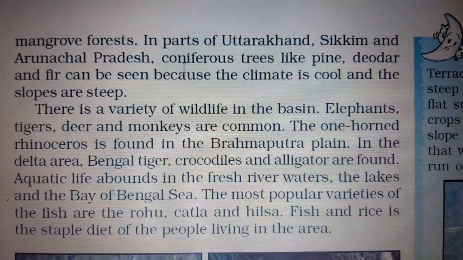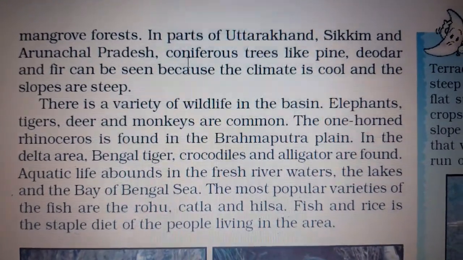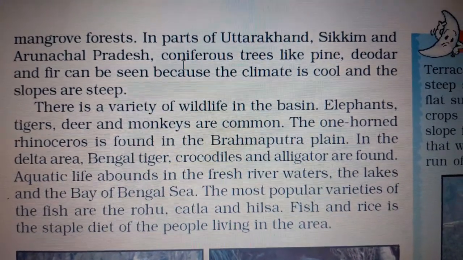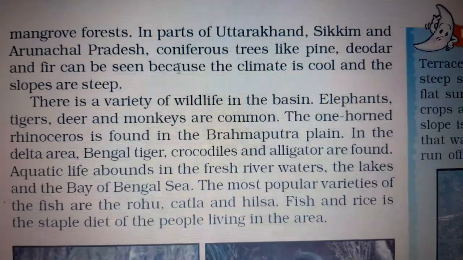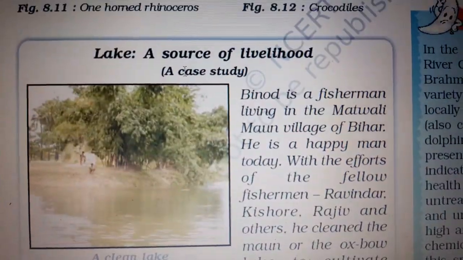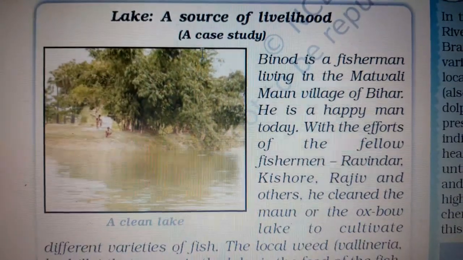We told you about the plain area and the mountain areas. So underline both of them. Because the climate is cool and the slopes are steep. As you have visited these places, you have seen these trees easily. These are the pictures of the mangrove plains.